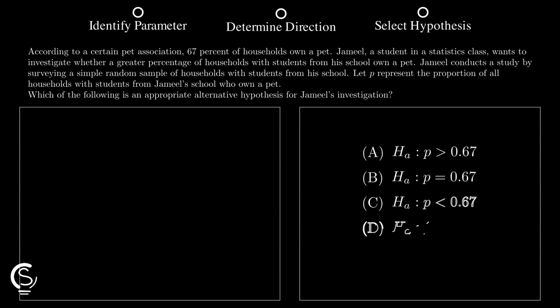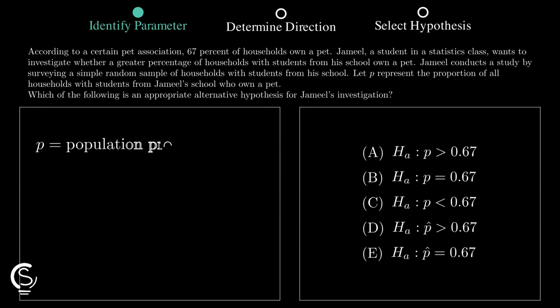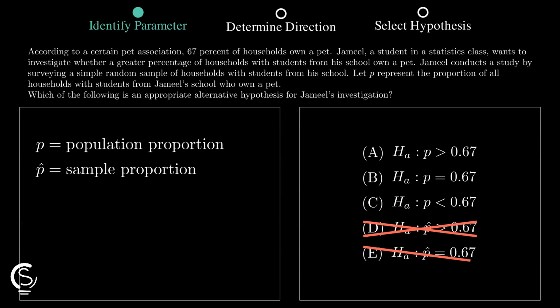First, identify the parameter. We use P for the population proportion, not the sample statistic p-hat. Hypotheses always describe the population, so we eliminate options using p-hat right now.